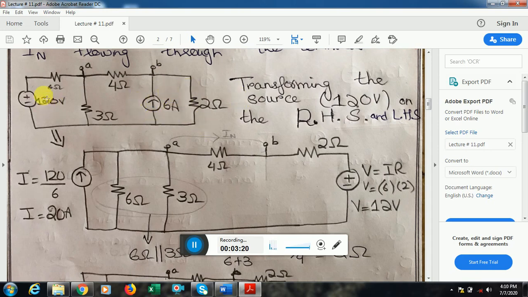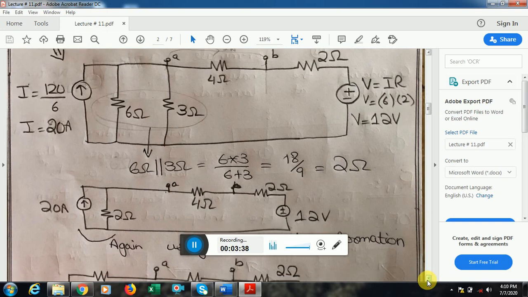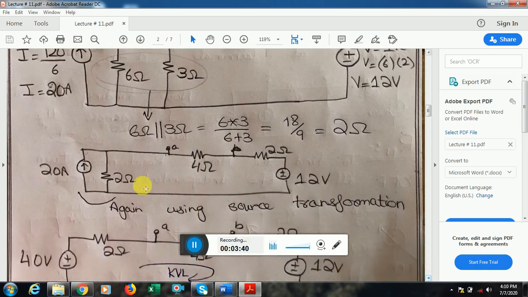When I transform this, I get I is equal to V over R, and we put the values, and I get to know that I is equal to 20 ampere. Over here I transform the circuit, V is equal to IR, and just by plugging in the given values I get the new voltage value. And now you can see that these two resistances are in parallel. I take the parallel equivalent to simplify the circuit, and I get 2 ohm.